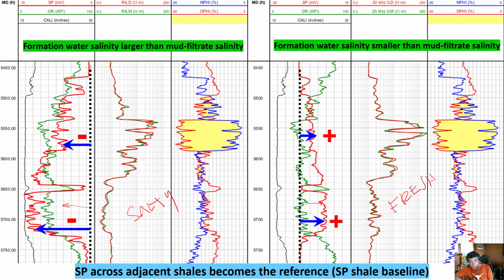And the reason we can do this is because these are numerical simulations, but it's important to understand the differences because those are the things that we want to inspect in the analysis of spontaneous potential logs. And I want to emphasize that the shale baseline serves as reference, is our compass to do calculations and to understand the behavior of the spontaneous potential log.